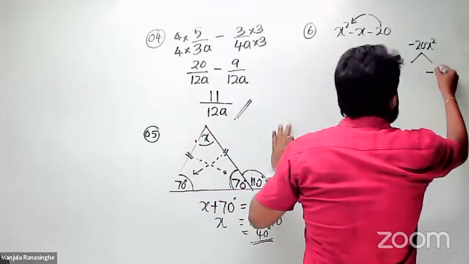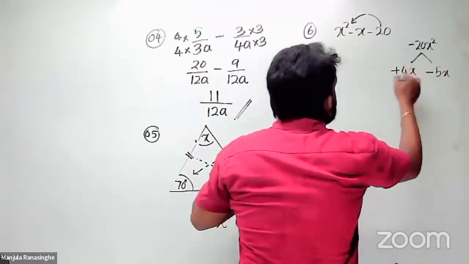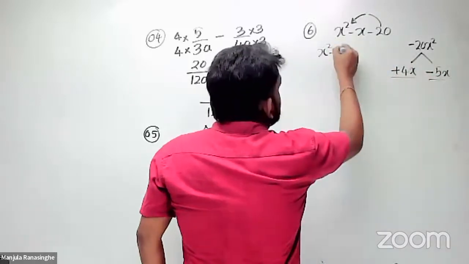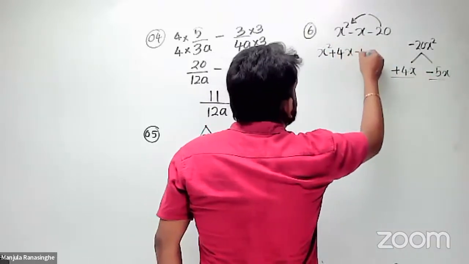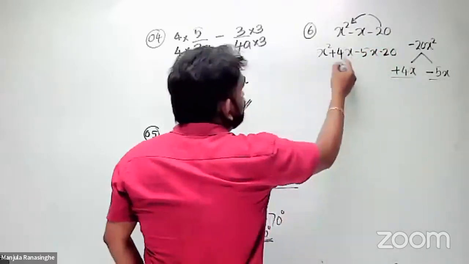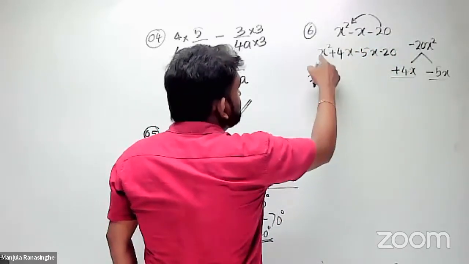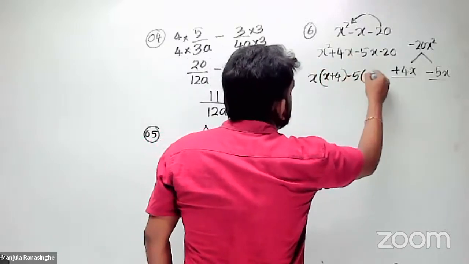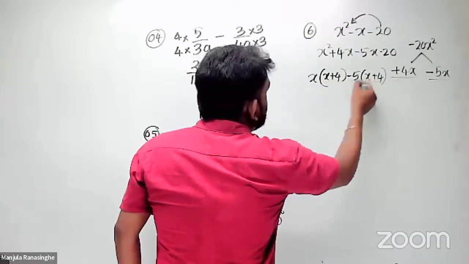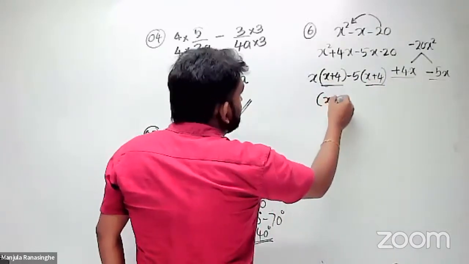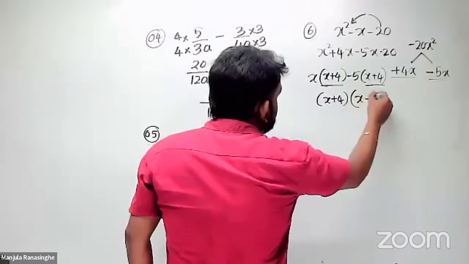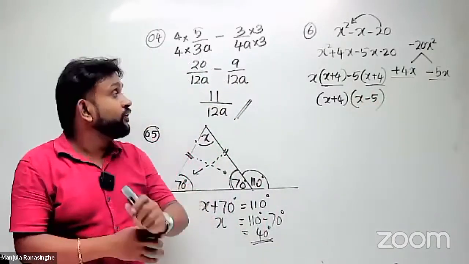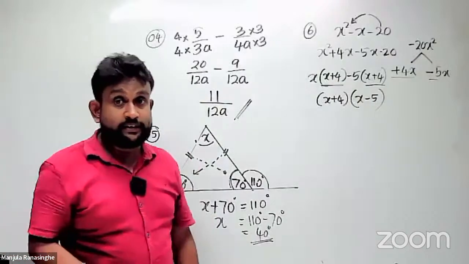So I write minus 5x, positive 4x and apply. Replace minus x with these two terms. Plus 4x minus 5x minus 20. Now 2 by 2 taken the factors, x taken, x plus 4. Here minus 5 taken, then x plus 4. Now x plus 4 taken as a common factor here. Then keep a bracket x minus 5 there. So that is the answer, x plus 4, x minus 5. Correct them.